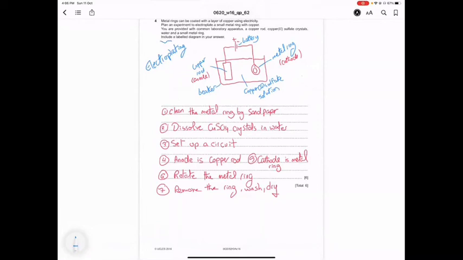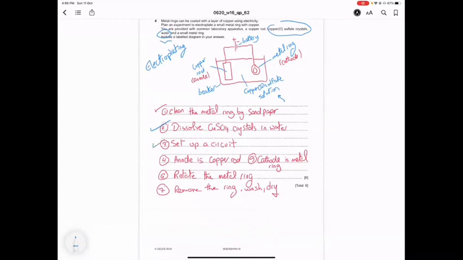Take care about a mark if you said that you clean the metal ring with sandpaper. This is important, okay? To clean the metal ring with a sandpaper before you start to remove any impurities and to allow easy, smooth electroplating. Then he gave you copper sulfate crystals and water. You need to say that you will dissolve the crystals in the water, or at least write on the diagram that this is copper sulfate solution.